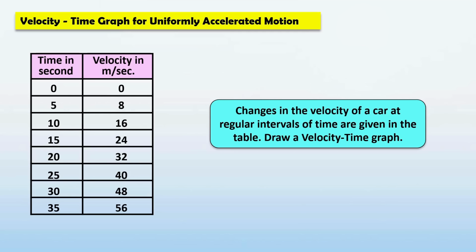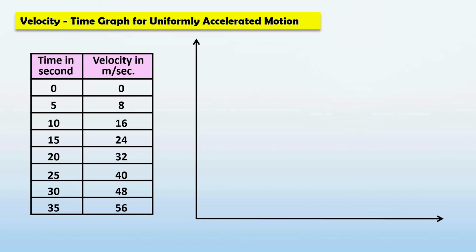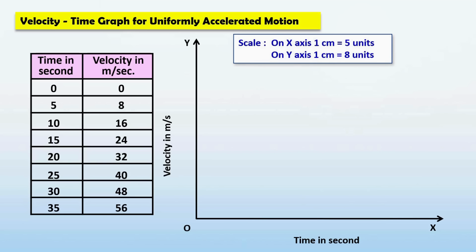Now we will draw the velocity time graph using these values. Take time along the horizontal axis and velocity along the vertical axis. Choose a suitable scale for the graph. On the horizontal axis, 1 centimeter represents 5 seconds. On the vertical axis, 1 centimeter represents 8 meters per second. Now mark the points using the values from the table.